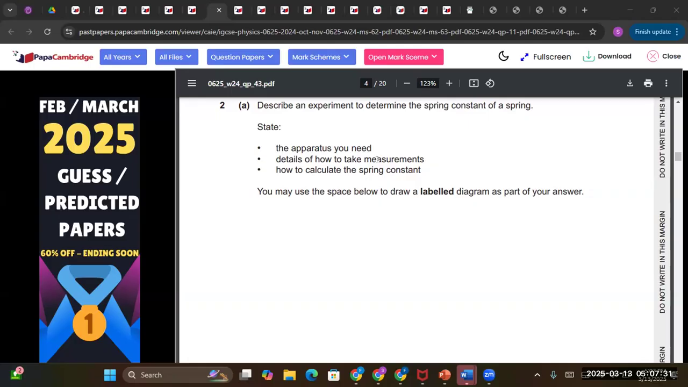Okay. So is it going to be like the same diagram that we just discussed? Yes, the same diagram. Okay.